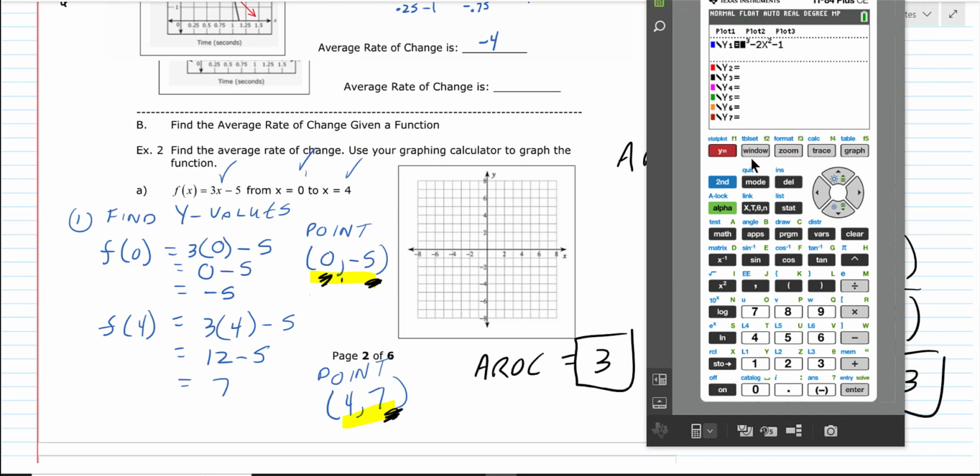And when you graph something, you go to the y equals button. You can clear off whatever you have. We've done this, but we're going to do this throughout the semester. Don't forget that your variable button is right there. If you need to put an X in, that's your button right there.